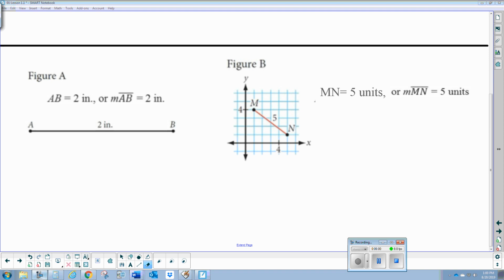Some ways you may see segments being measured: either AB, that says the distance between those 2 points. So that's segment AB right here. A to B is 2 inches, or you also may see this M. That M means measure of segment AB equals 2 inches. You may also see it on a coordinate plane. And this says that MN, again the distance between point M and N, is 5 units, or the measure of segment MN is 5 units.